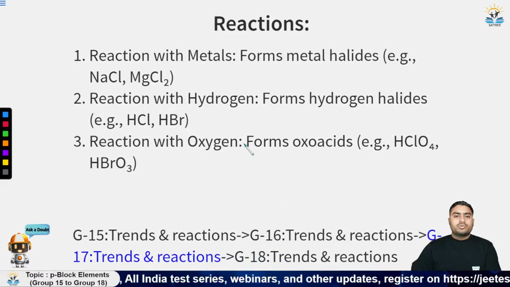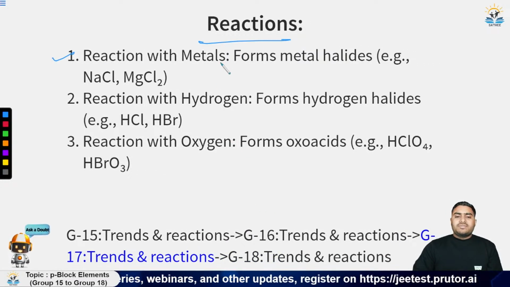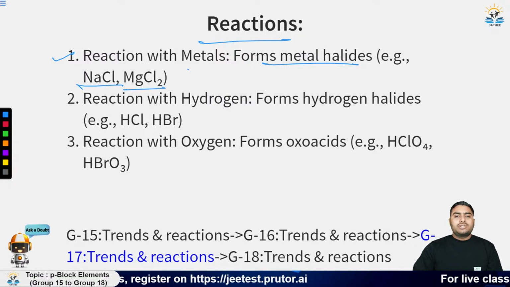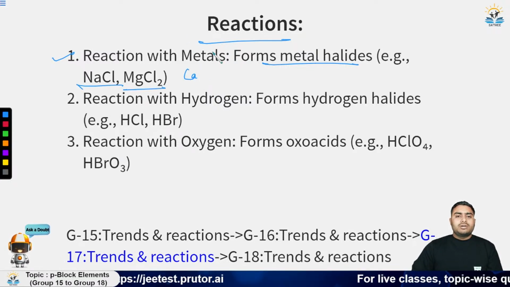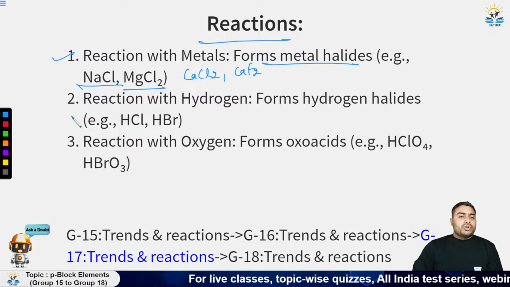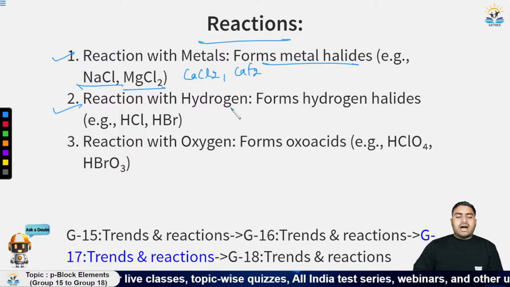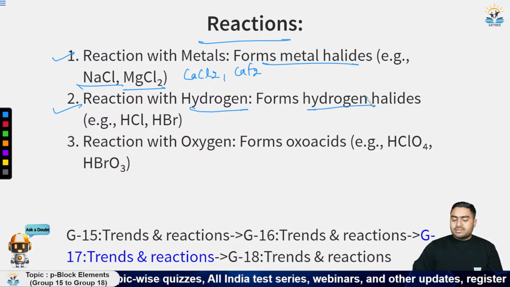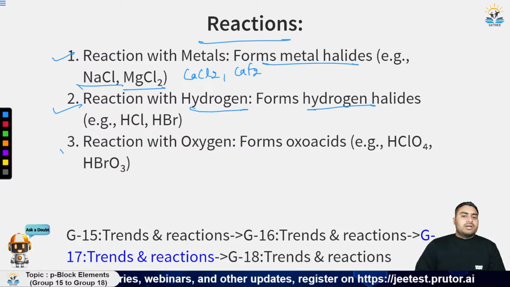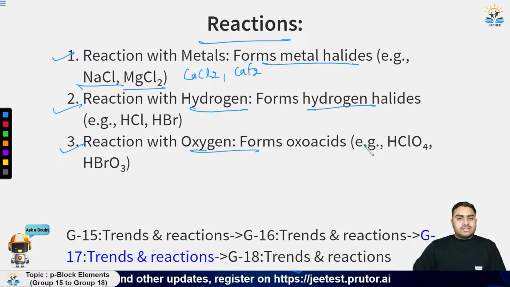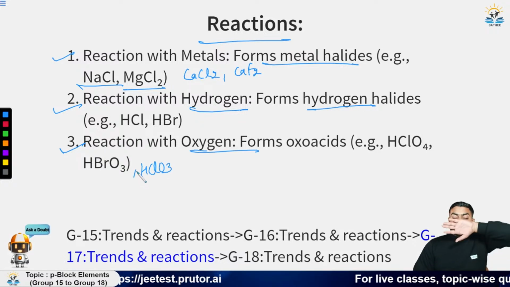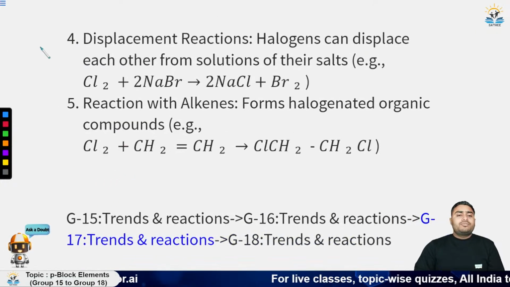Okay, let's move to the next, reactions. First is reaction with metals. It forms metal halides like NaCl, MgCl2, CaCl2, CaF2, MgBr2 and so on. Reaction with hydrogen forms hydrogen halides like HCl, HBr. Then reaction with oxygen forms oxo acids like HClO4, HClO3, HBrO3, etc. Then the next point, fourth, is displacement reaction.